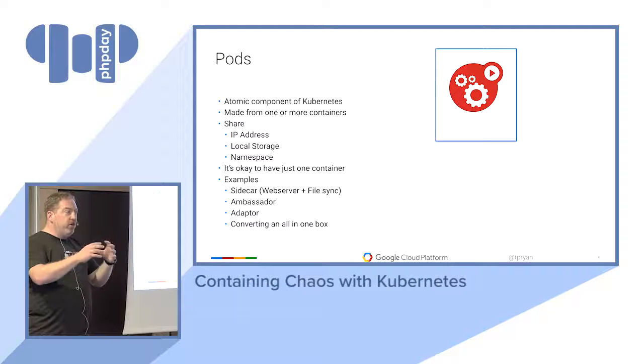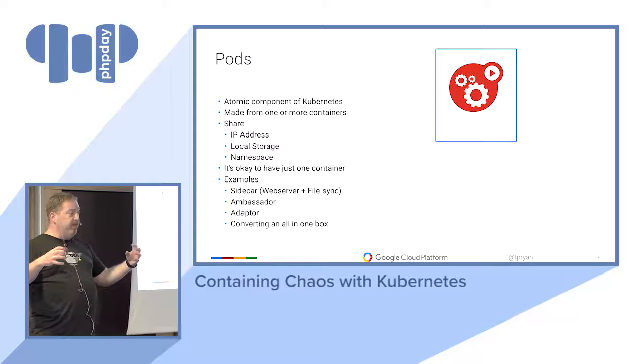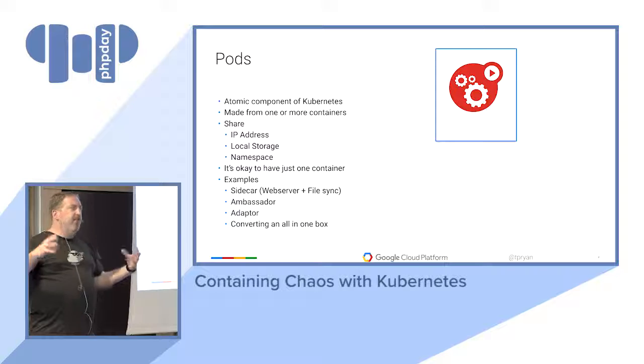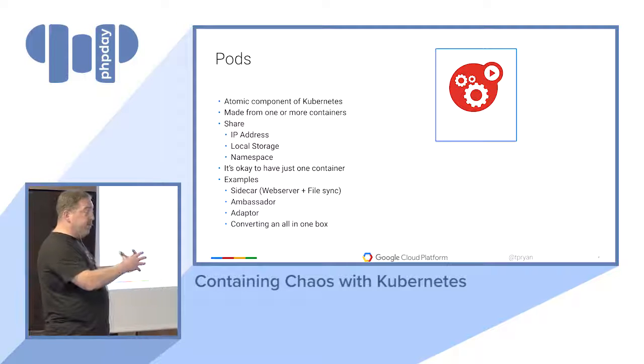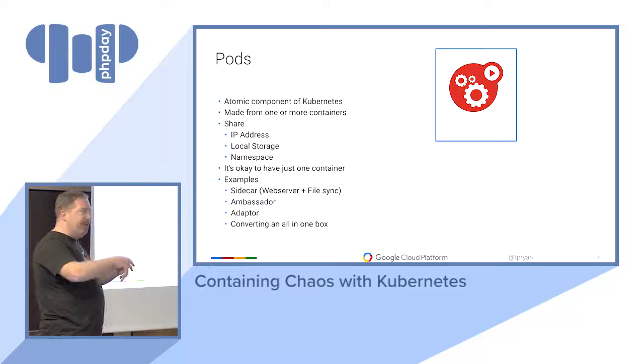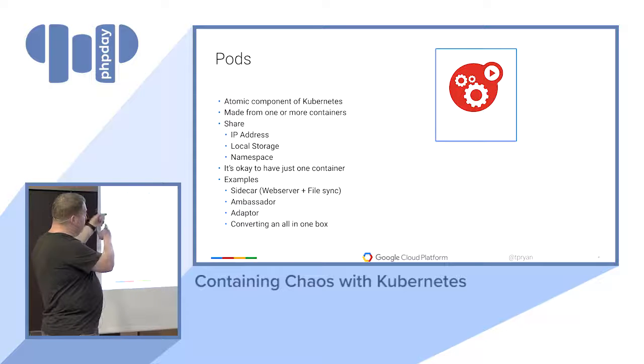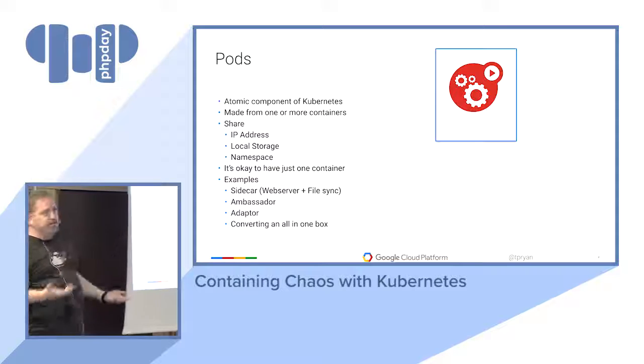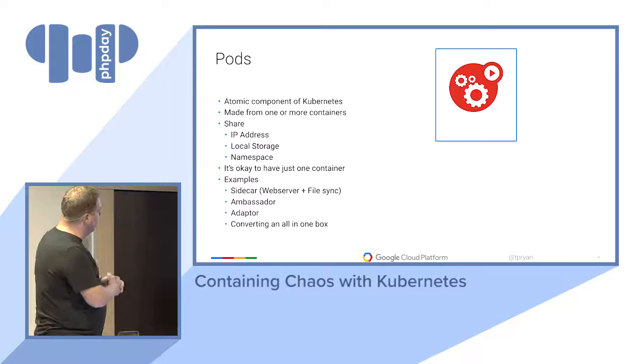So good container hygiene would say these should be two separate processes, a sync and an HTTP server. But the HTTP server needs the files that get synced. So you put them both in the same pod, and they share local storage. So the one process will write to local storage, and the other process will serve up the web pages.